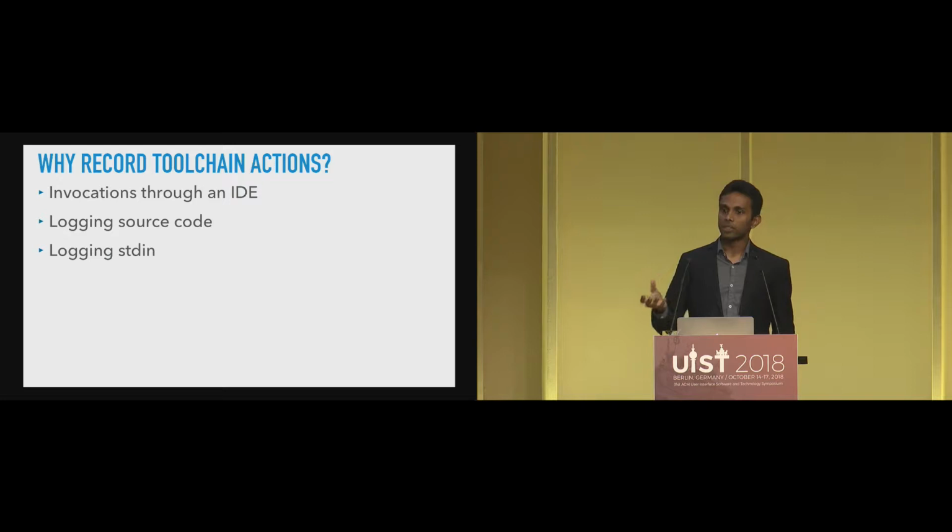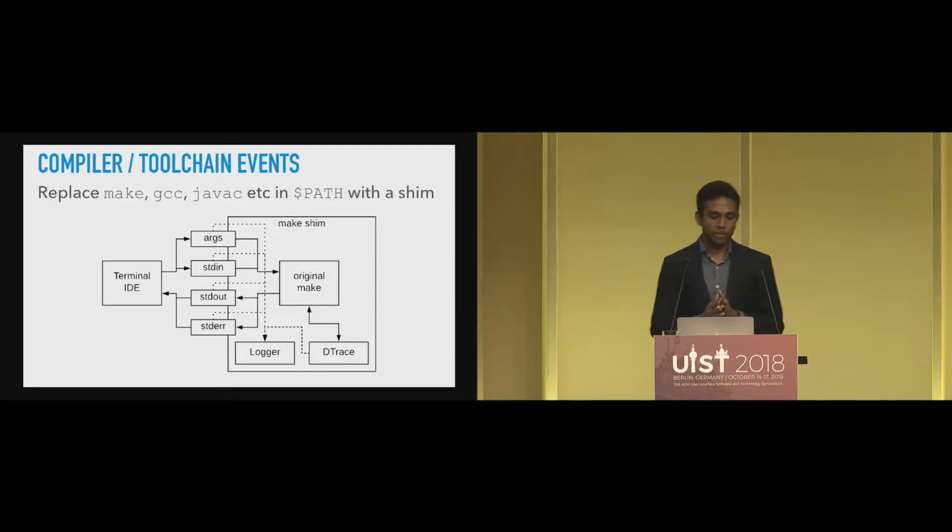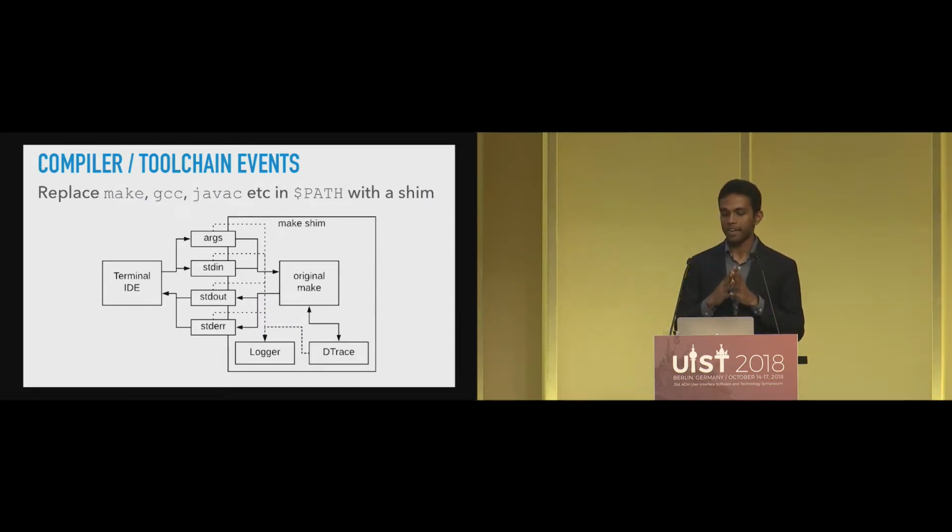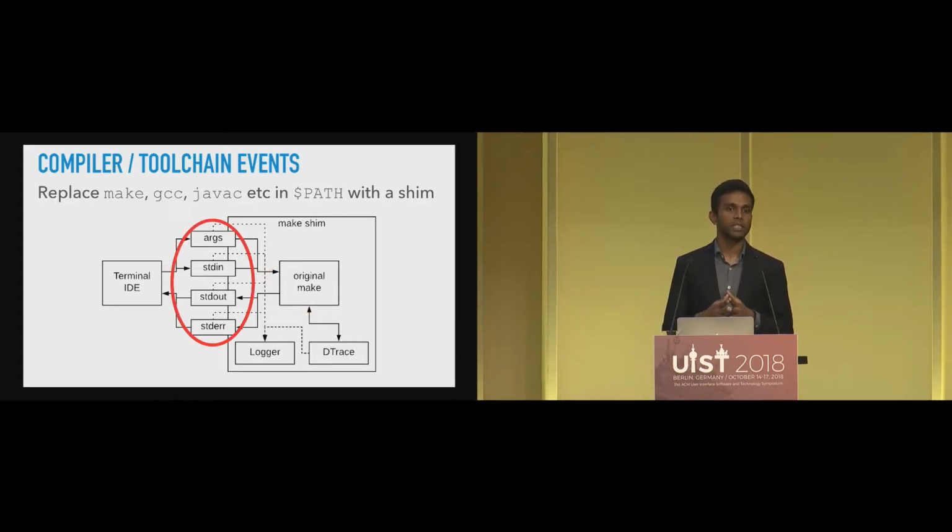We also want to log the source code that was compiled by these toolchain binaries. And we also want to record things like stdin, stdout, stderr files. So what we built essentially was a shim that replaced the original binary in the $PATH variable. This shim was identical to the original binary, and internally it invokes the original binary itself. The only difference is that it logs the command line arguments, the standard input, output, and error files onto a log file. You also see that we also attach a dtrace monitor to the original binary.